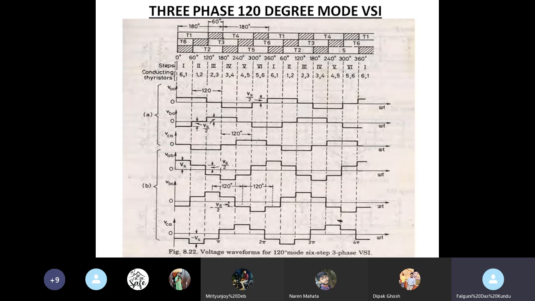Okay, so then the other pair is started again after the 60 degrees and conducts for 60 to 180, then T5 240 to 360, then T2 60 to 180, then T5 240 to 360. Okay.